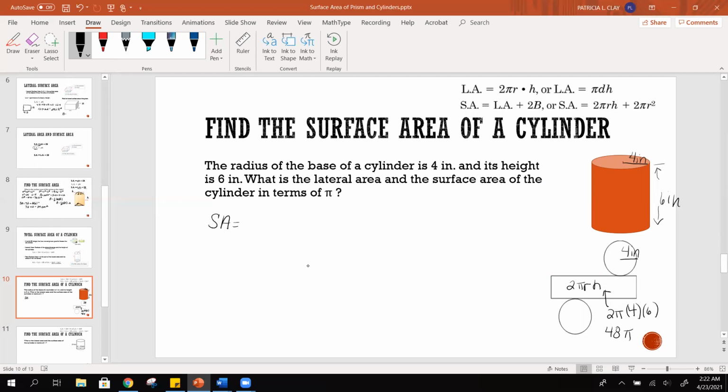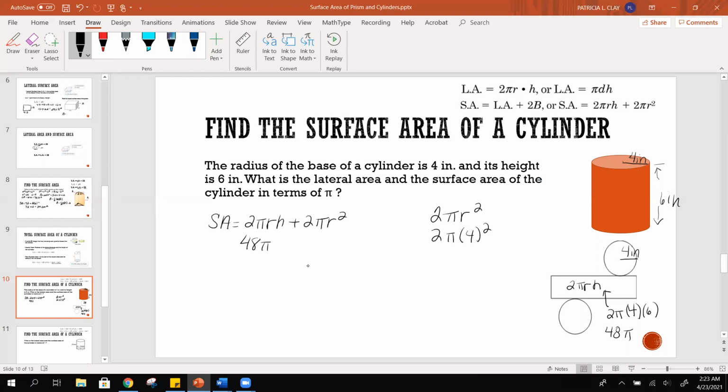Let's write our equation over here. I'm going to write it the long way, so it might help us remember it a little easier. I just solved this part, which is 48 pi. Now I need to find the area of our bases. We've been doing this, so we should be really good at it. Pi r squared is the area of our circle, I'm sorry. So pi, but now we're going to multiply by 2 of them, right? So it's going to be 2 times 4 squared.